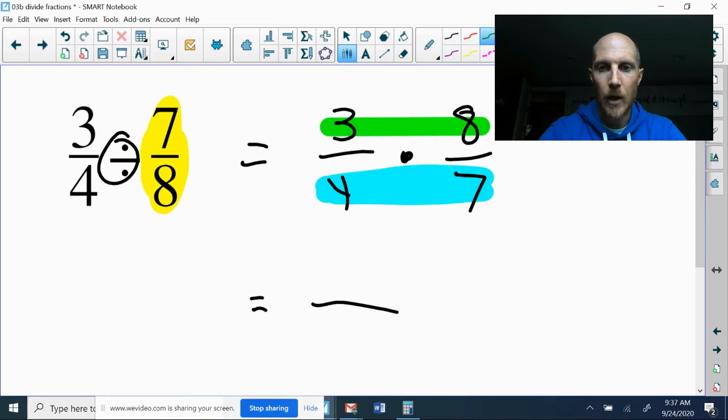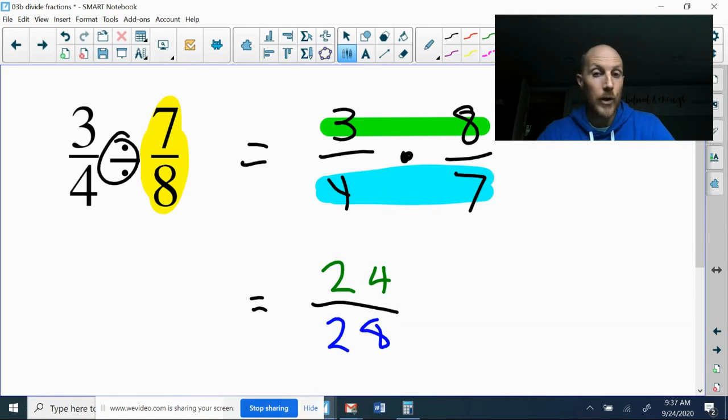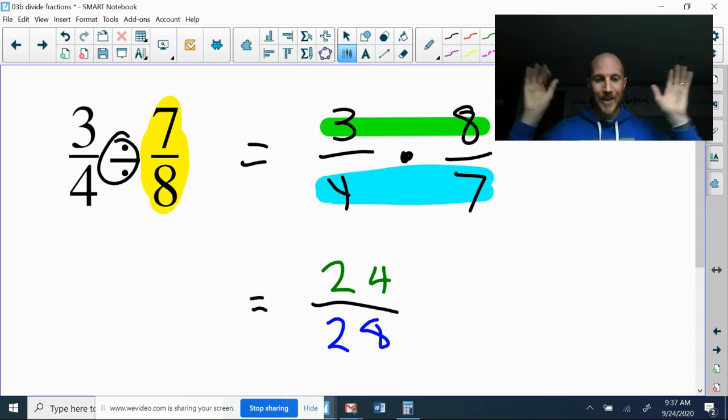There's my fraction line. Okay, so on the top, 3 times 8, that's 24. On the bottom, 4 times 7, that's 28. All right, so I have completed the division. I rewrote the division as a multiplication problem by flipping the second fraction and multiplied straight across the top, straight across the bottom. Answer. Yay, except I always have to reduce when possible.